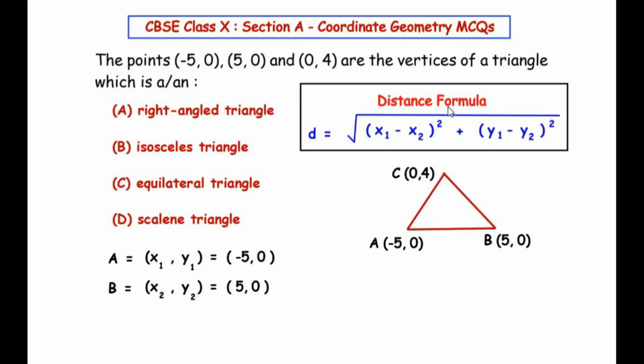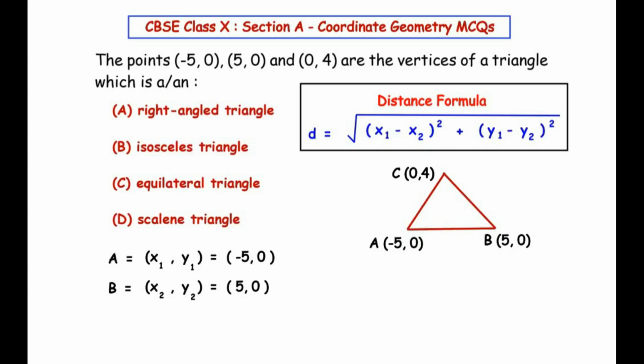So the distance formula is given as d is equal to square root of (x1 minus x2) the whole square plus (y1 minus y2) the whole square. And here I have drawn a rough figure of the triangle with its vertices being labeled as A, B and C. Now using the distance formula, we are going to find out the side length of this triangle one by one, starting with the length of the side AB.